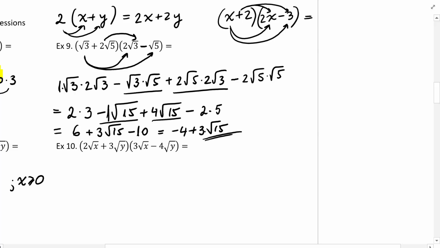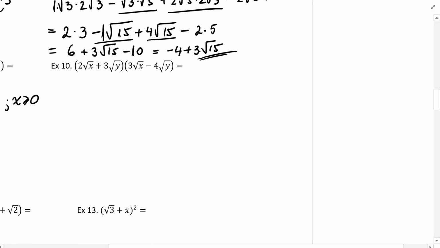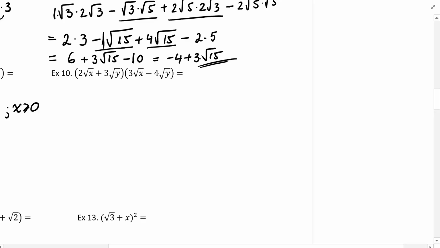All right, let's do example 10. So example 10, we have 2 square root of x plus 3 square root of y times 3 square root of x minus 4 square root of y. So let's multiply 2 square root of x by each of them. So we get 6 times x, right? Square root of x times square root of x. Again, we assume x and y are positive.